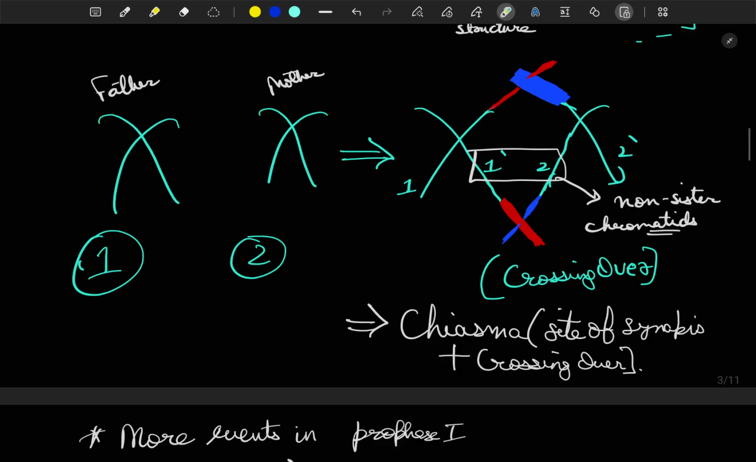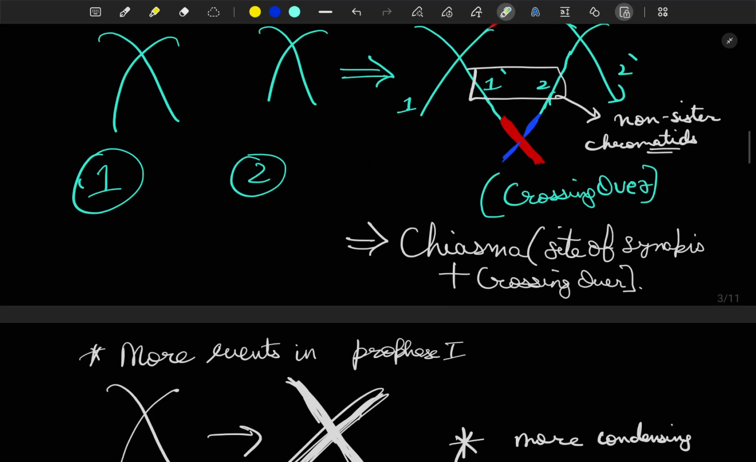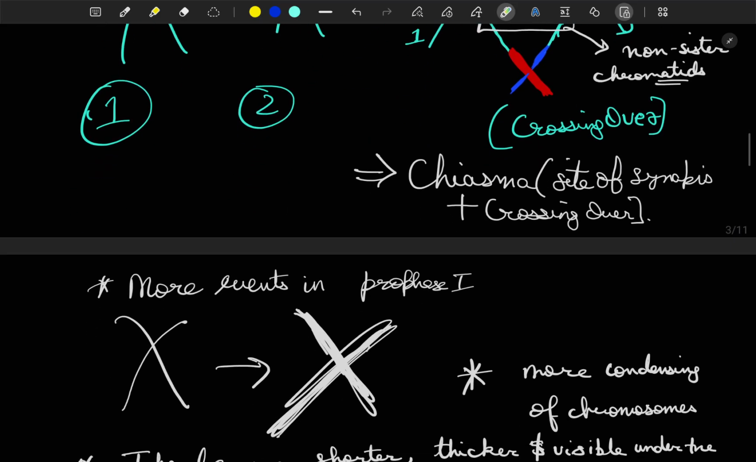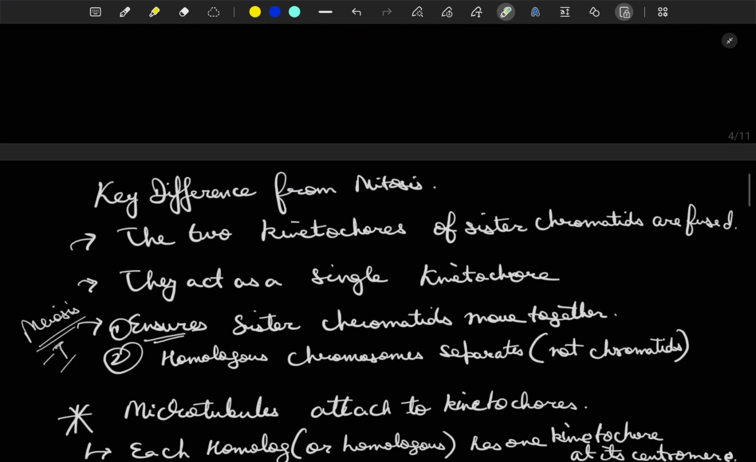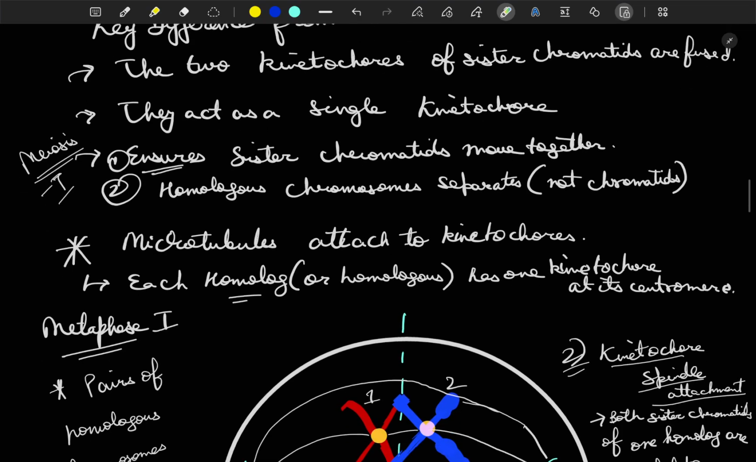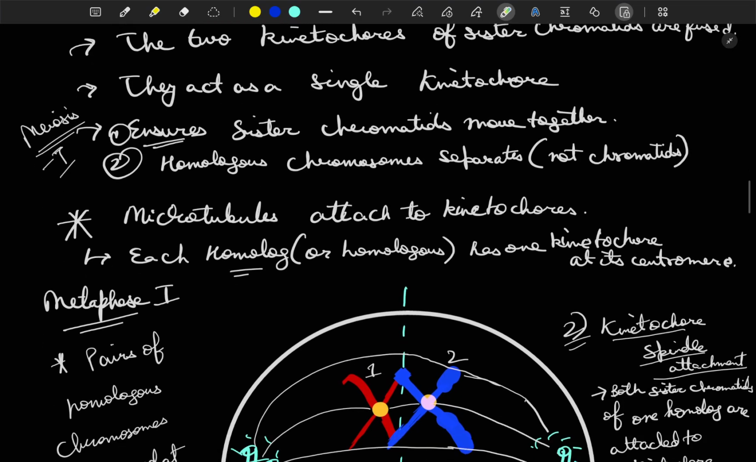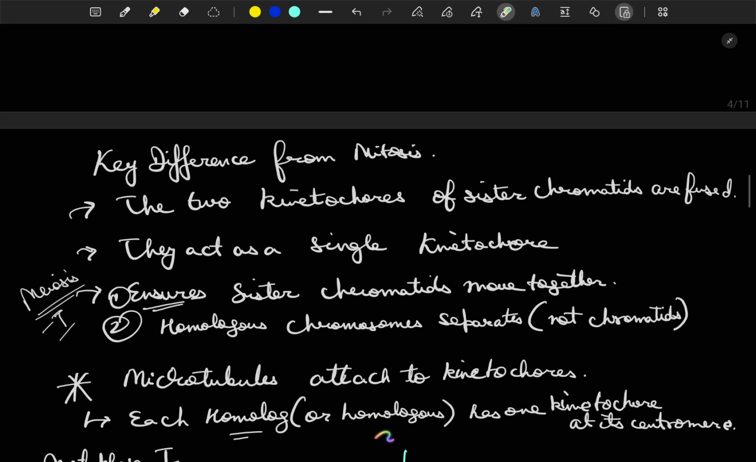How does this help? It holds the homologs together, by crossing over. And it also ensures the proper separation later on. Okay. Now what happened in the late prophase? Before that, I will show you, I've written that also for you. Okay, till here.